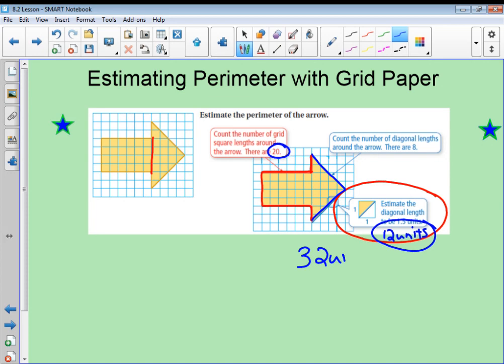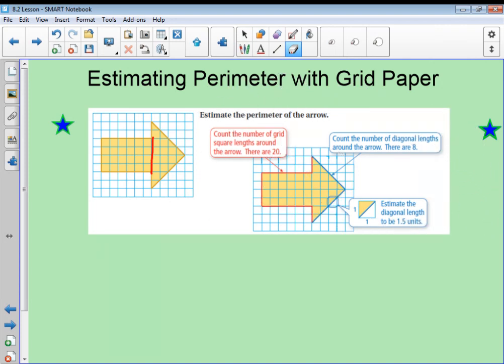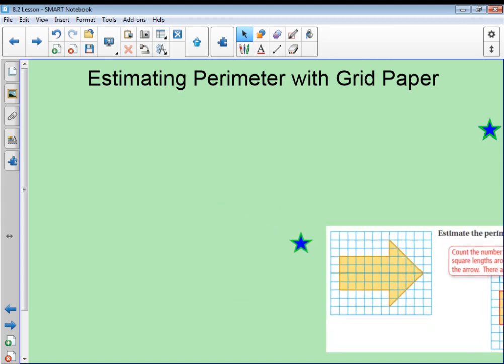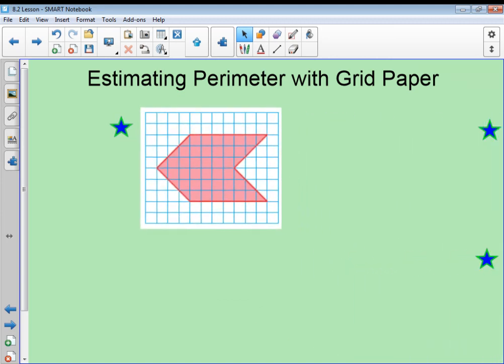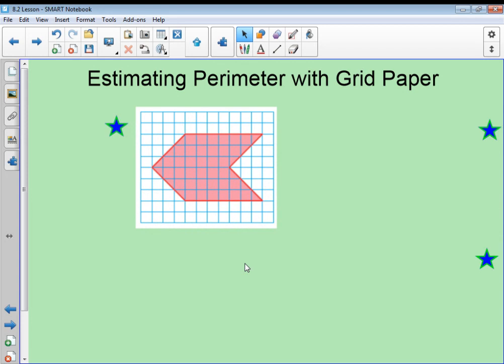We're just going to put units for a label because they didn't say if these were inches or centimeters. So remembering, you're going to count the outside edge. Take note, I did not count any of this. That's not on the outer edge of our shape. Diagonals are 1.5. So we're going to go ahead and count our flat edges. Here we have 1, 2, 3, 4, 5, 6, 7. So there's 7 here. 1, 2, 3, 4, 5, 6, 7. So that's a total of 14 that are straight edges.